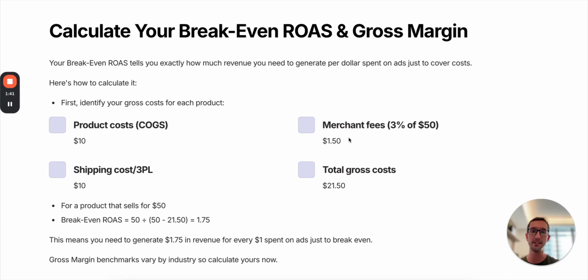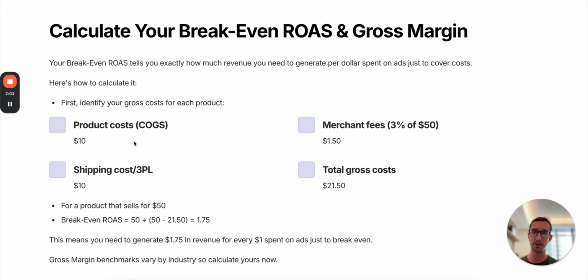Your merchant fees, which is your credit card processing fee or your PayPal fee through Shopify. For this example, we're going to use 3%. And then your shipping costs, which is the cost of getting it from your warehouse or your 3PL to the customer. So that would be the label and any 3PL fees that you're paying.